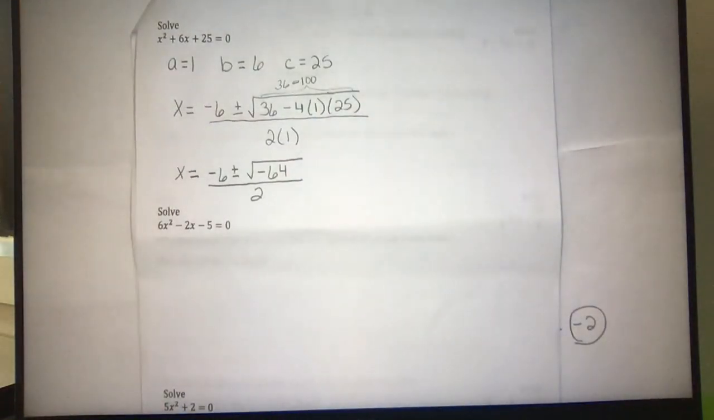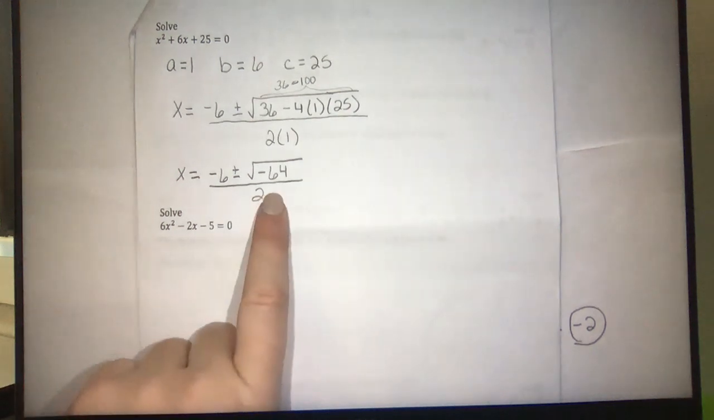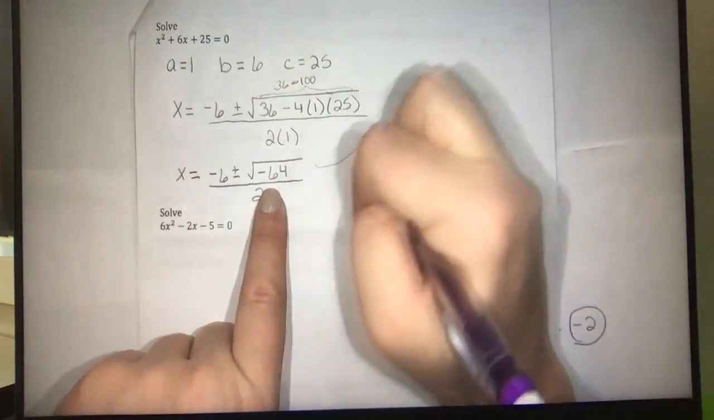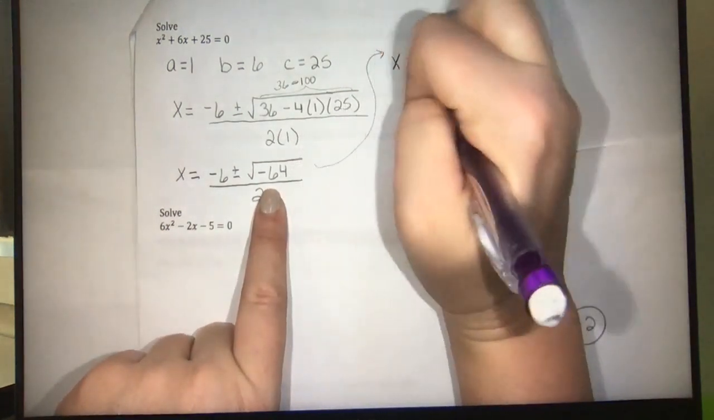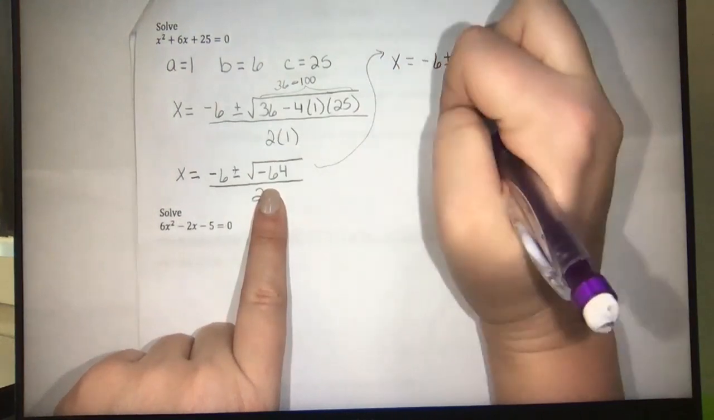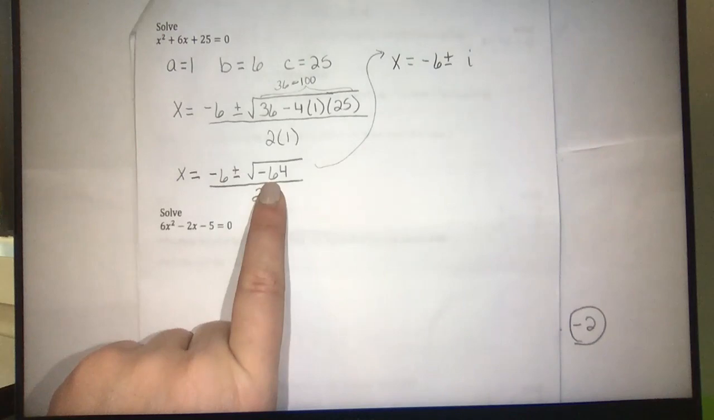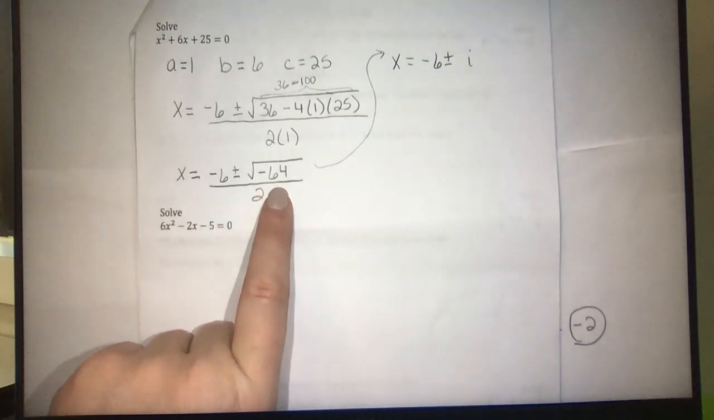All right, everybody okay with what happened under that radical? All right, I have a negative under there. What am I going to have in my answer? An i. Be prepared, you're going to have an i. Okay, here we go. -6 plus or minus. We already said since we have a negative, we're going to have an i. What's the square root of 64?